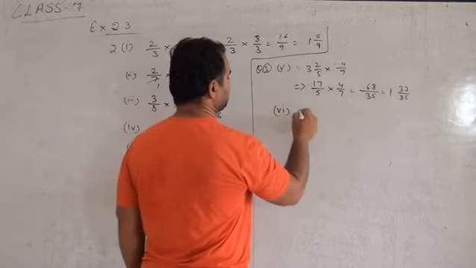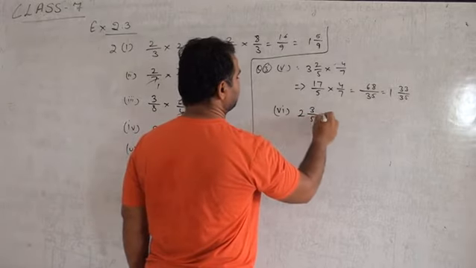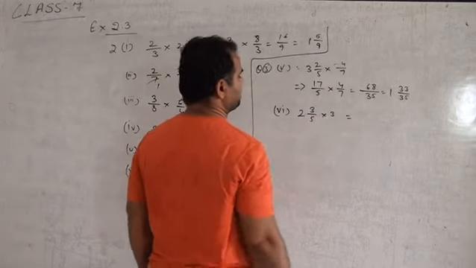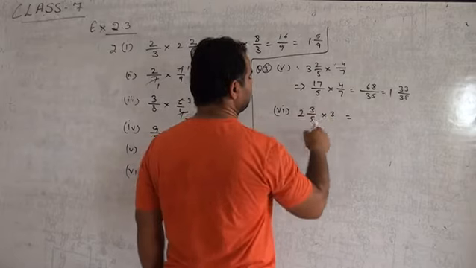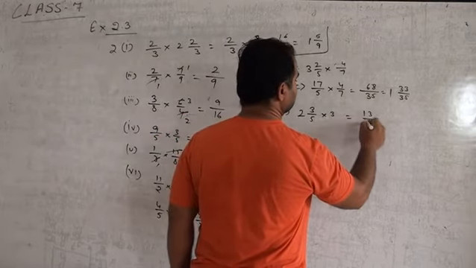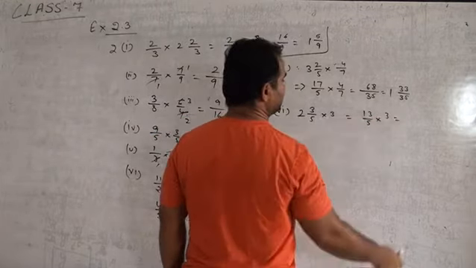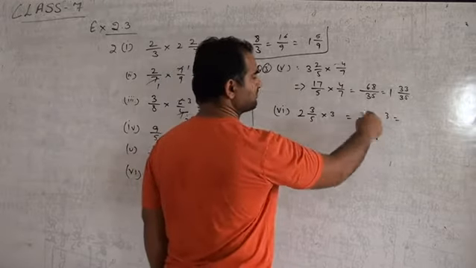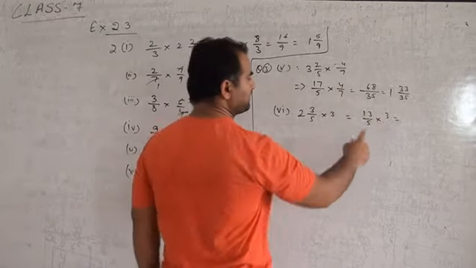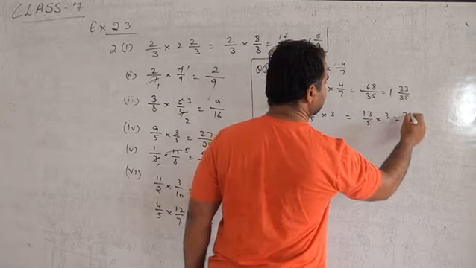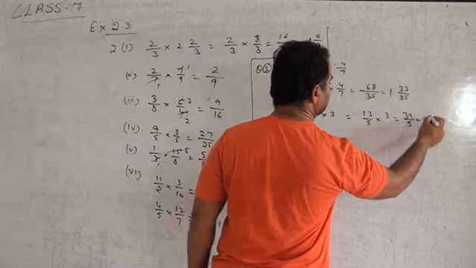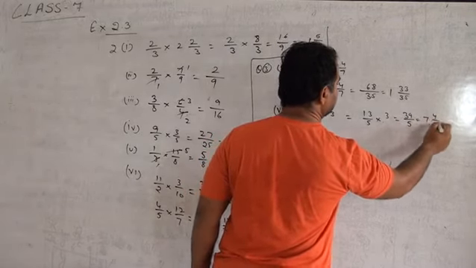Next is 2 3 by 5 into 3. 2 3 by 5 multiplied by 3. Or we can say that it will be 13 by 5 into 3. So no one is divisible. It will be 39 by 5. It will be 7 4 by 5.